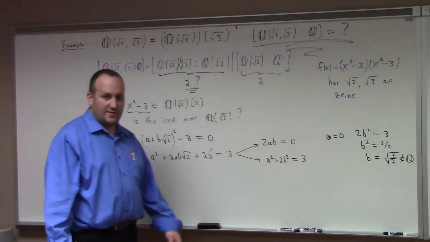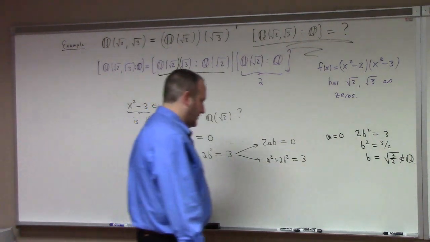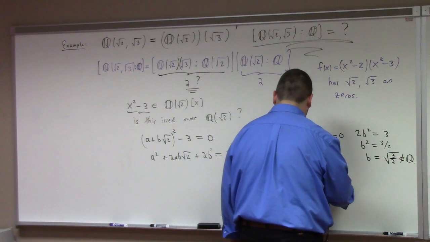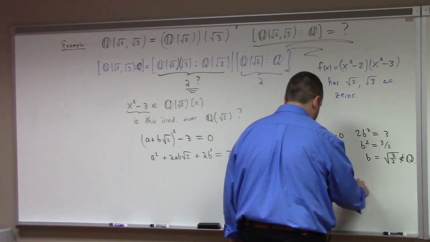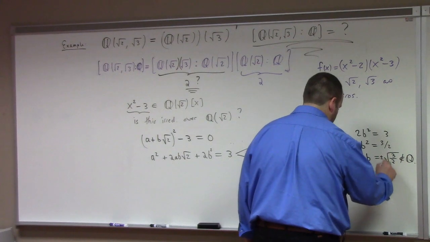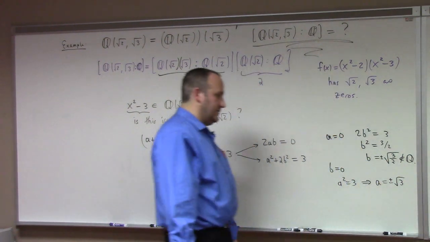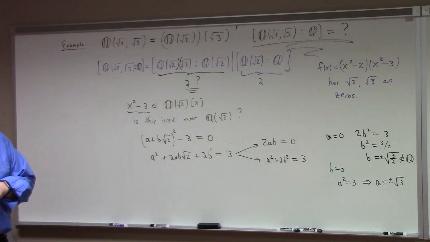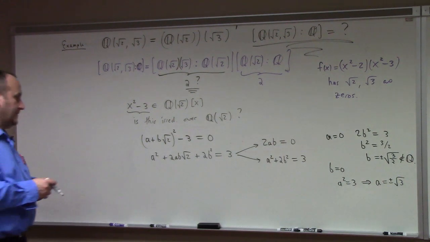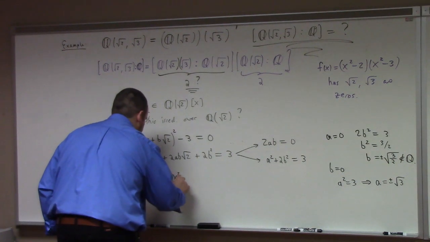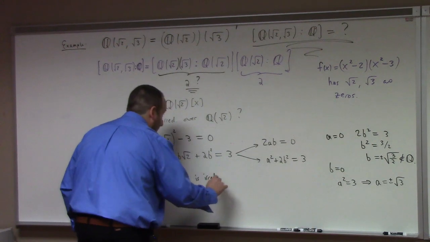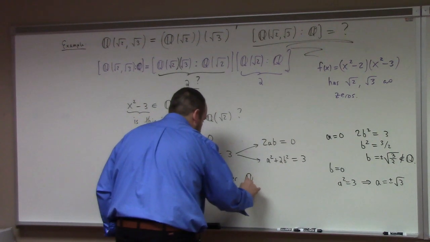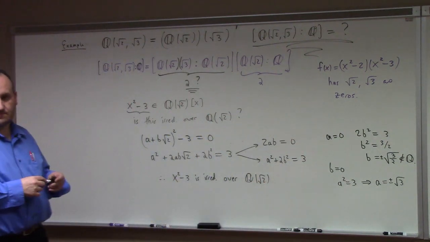So a equal to 0 didn't work because it made b irrational, right? And how about b equals 0? B equals 0 gives us a squared equals 3, which implies that a is equal to plus or minus square root of 3. Again, far from rational. So, in short, this polynomial is irreducible. Therefore, Q adjoin root 2 and root 3 is a degree 4 extension over the rationals. Right? So therefore, x squared minus 3 is irreducible over Q adjoin square root of 2. Does that make sense? I hope it makes sense.